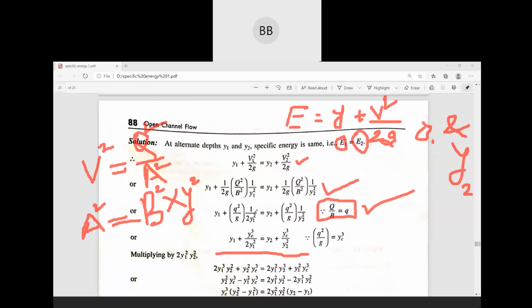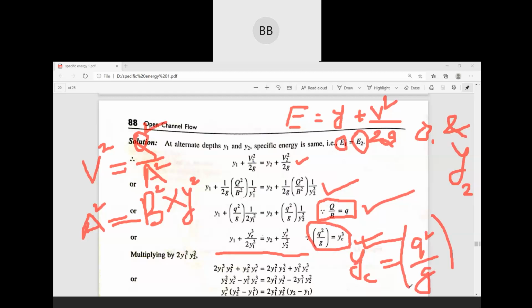Again, this thing we are going to replace by critical depth, which we have already discussed. For a rectangular channel, yc cube is q square by g, or you can say yc is equal to (q square divided by g) to the power 1 by 3. This derivation we have already discussed.